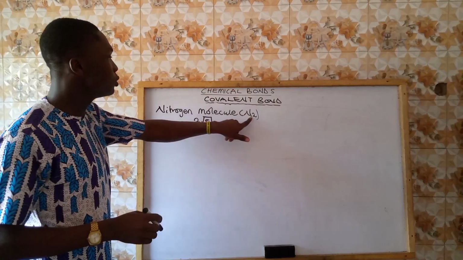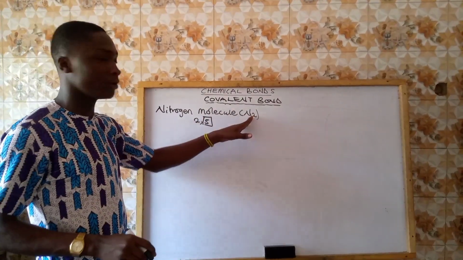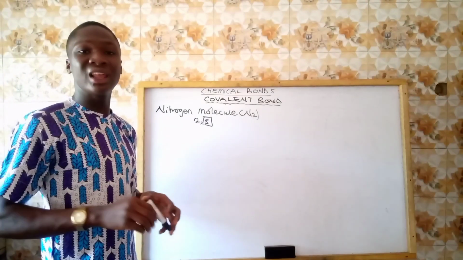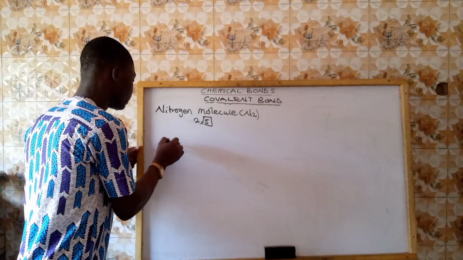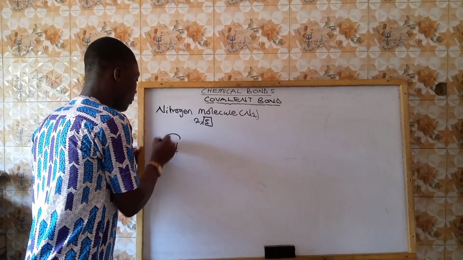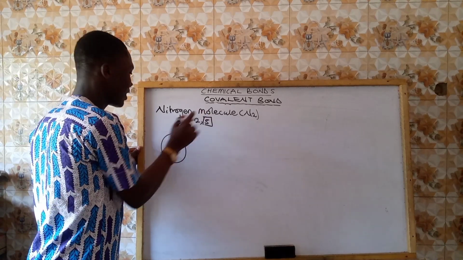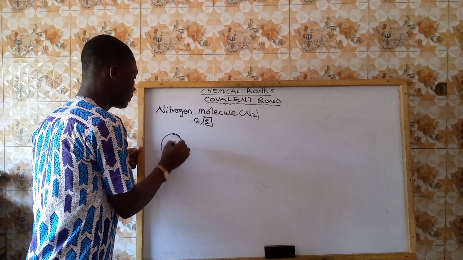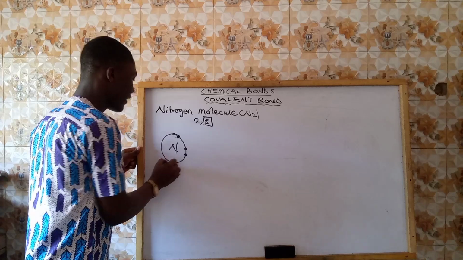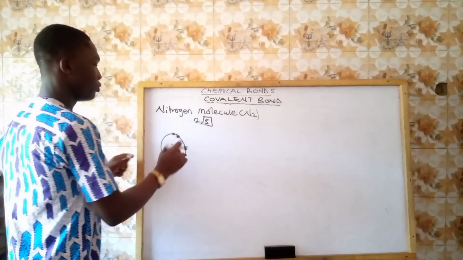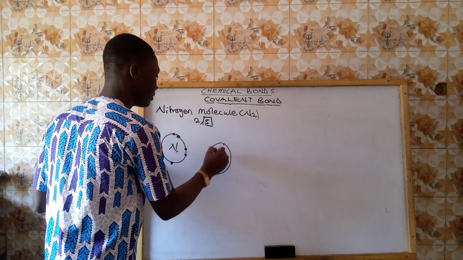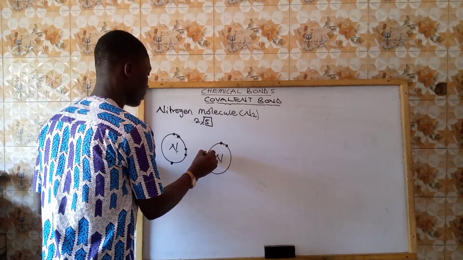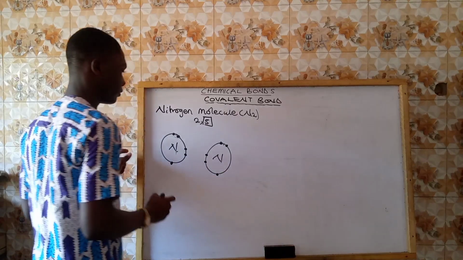So you have two atoms of nitrogen here. Let's draw the atoms showing only the last shell. So you get nitrogen here with only the last shell, which has 5 electrons: 1, 2, 3, 4, 5. You have 2 of them. You also have another nitrogen here with only 5 electrons in the last shell: 1, 2, 3, 4, 5.